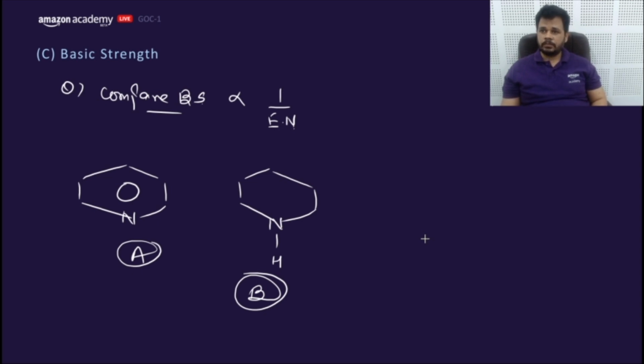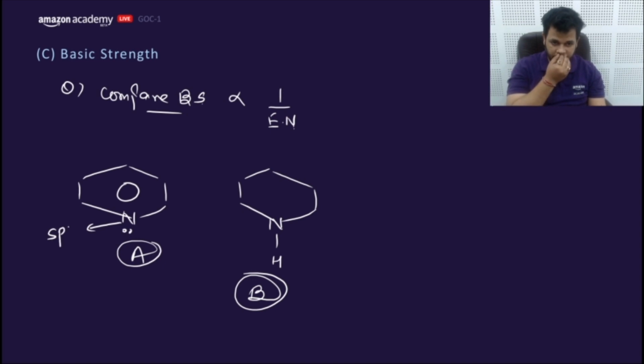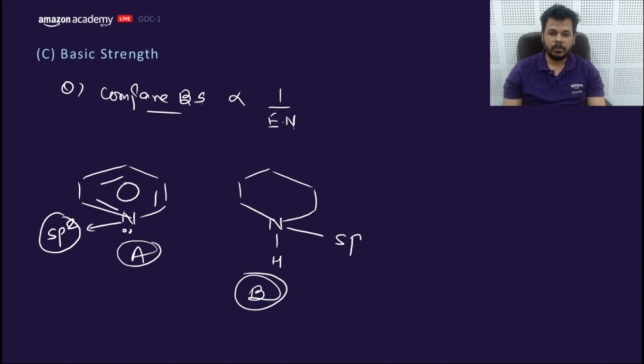Compare basic strength. Anya says B, Chirag says B, Kuhuk says B, Prince says B, JB says B, GM says B, Dave says B. Okay, so the answer would be B. This nitrogen has a lone pair, but it is sp2 because it is doubly bonded nitrogen, whereas this is sp3 nitrogen. That means electronegativity is less, electron holding tendency is less, so it is more able to get donated. That means basic strength would be like this.